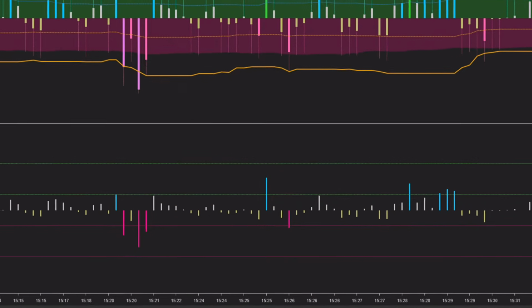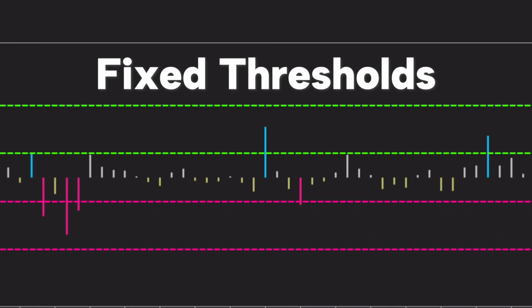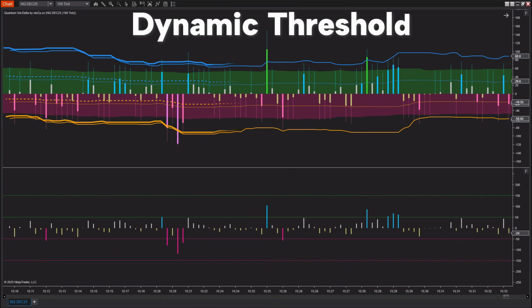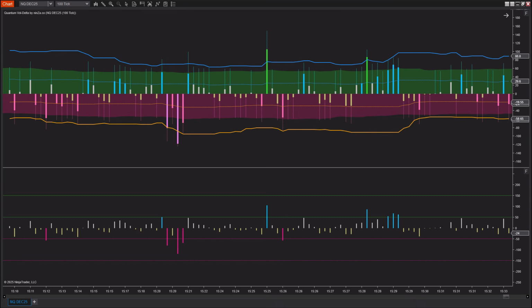What we can see with the regular volume delta is that the thresholds used to identify delta signals are fixed thresholds. In other words, they don't really adjust or change based on what's happening in the market. Meanwhile, in quantum vol delta, the thresholds are dynamic. That means they automatically adjust to the market's movements instead of staying fixed like in the old version. Take a look at the image below.